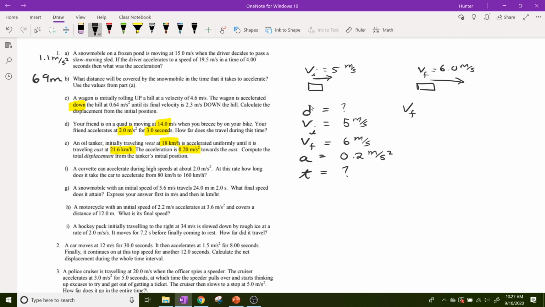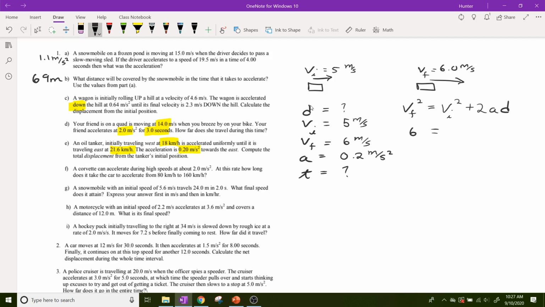VF squared equals VI squared plus 2AD. That is the correct second kinematic equation. Very good. Okay. I know y'all are actually getting these equations down and you're not having to stare at them. It's good. I'm surprised when people learn anything, to be honest. It's always exciting when people learn.